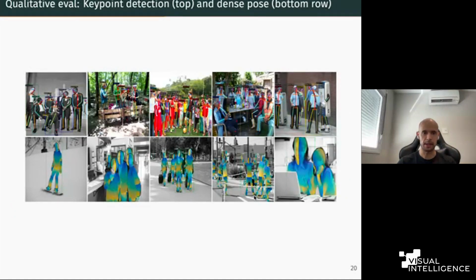And those are qualitative evaluations. So now you take the same pre-trained features and try to learn key points or dense pose estimations, for example. So key points in the top row and dense pose in the bottom row.